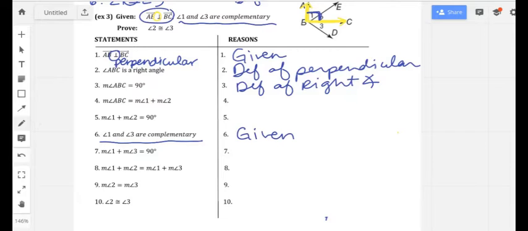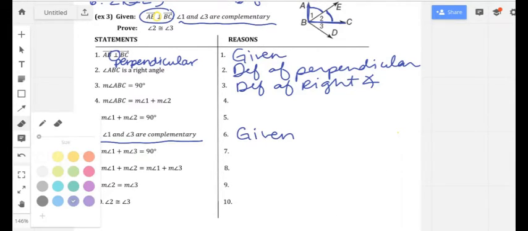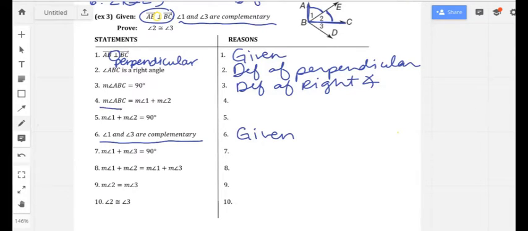Okay, now step 4 says the measure of angle ABC is equal to the measure of angle 1 plus the measure of angle 2. Let me erase some of this up here. So if we look at the picture, ABC is equal to 1 plus 2. Notice ABC is a bigger angle and 1 and 2 are inside of it next to each other. Remember, that is angle addition, when you have a bigger angle with some smaller angles inside of it being added together. So that's why ABC equals 1 plus 2. That would be the angle addition postulate.